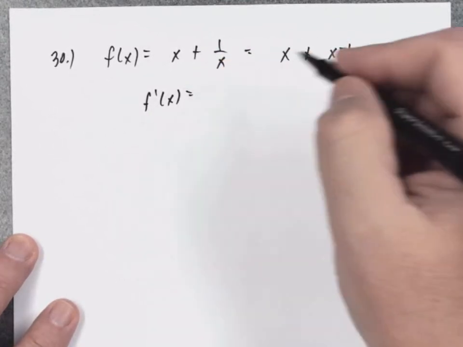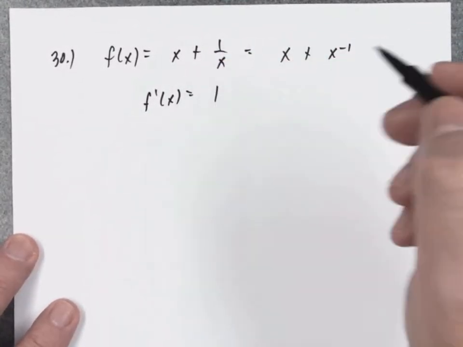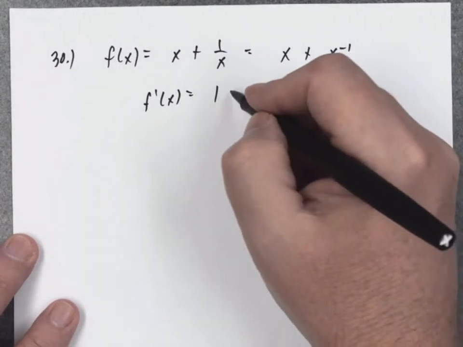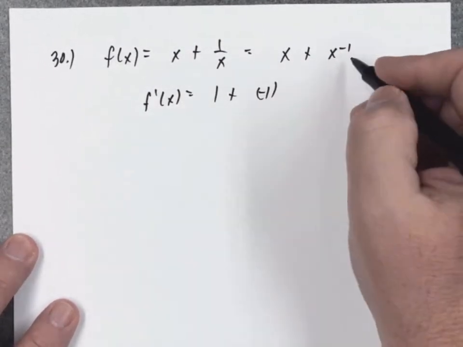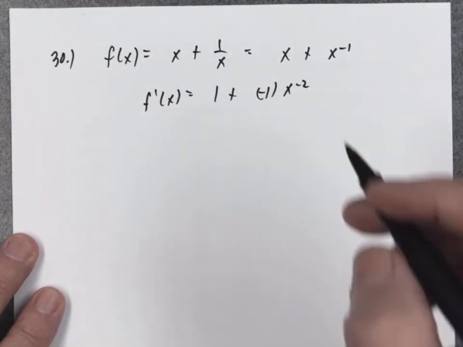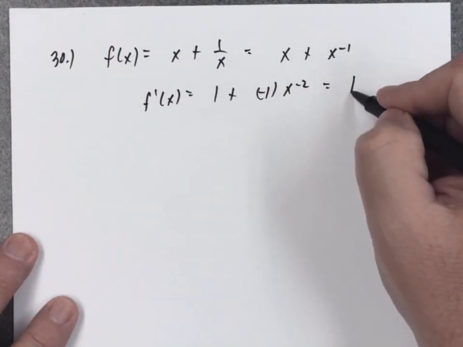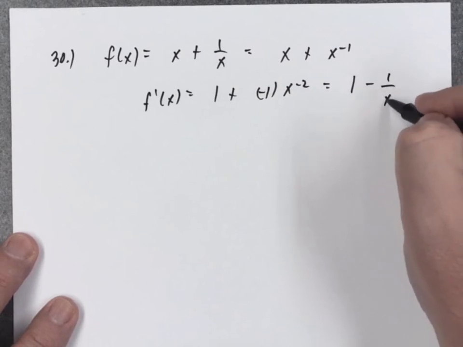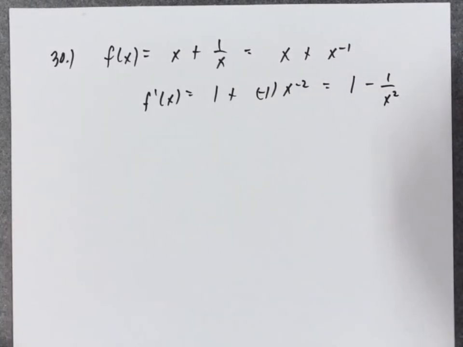To do that, I'm going to take the first derivative, which is 1. For this one, negative 1 comes out front, and you subtract 1 from your exponent, right? So this ends up being 1 minus 1 over x squared. A little different.